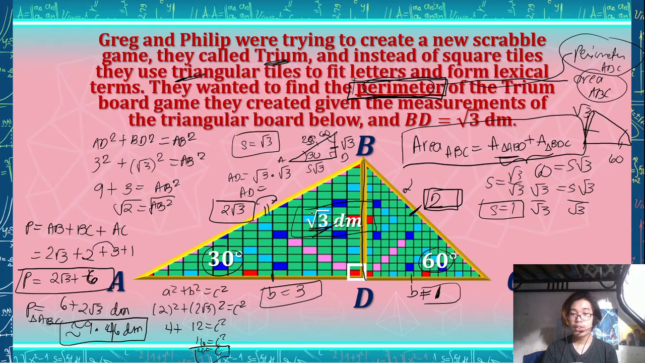So we can solve for the hypotenuse in 2 ways. We can solve it using the Pythagorean theorem, or we can find it by adding the 2 side measurements that we have here, 3 plus 1.